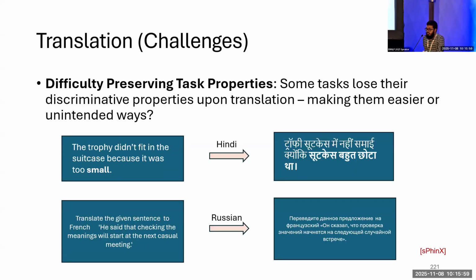Another interesting challenge is difficulty in preserving task properties. Some tasks may lose the discriminative properties that they have. For example, the first example there is a very famous one from the Winograd challenge: the trophy didn't fit in the suitcase because it was too small. The challenge is what is meant by "it" here. But when you translate to Hindi, there are certain systems which will literally add the answer in the statement itself. For example, this translated sentence literally translates to: the trophy didn't fit in the suitcase because the suitcase was too small. Now the task has entirely vanished. There's no discrimination required there.